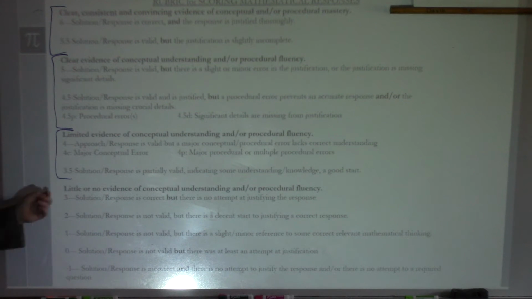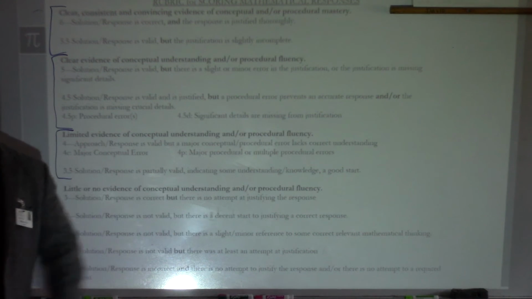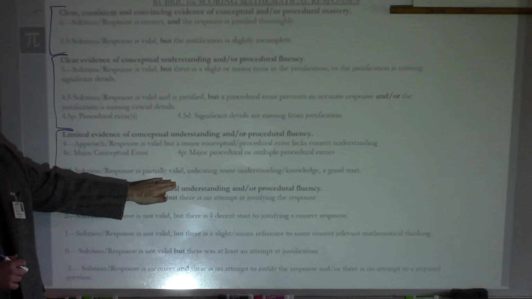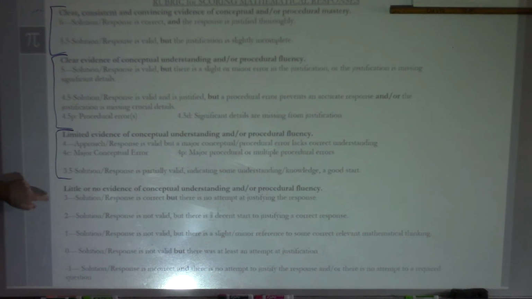Now this is what miffed a lot of students. If you have the correct answer, like you just write down the final numerical answer, or the correct interval notation, or you circle the correct multiple choice answer, out of this rubric that's on a 6, you're only going to earn a 3 because there was no attempt at justifying your response. It's not just about getting an answer. It's about explaining yourself. If you are wrong, but you at least have a partially valid answer, indicating some understanding, knowledge, or a good start, you're going to earn higher than this 3. You're going to be at a 3.5.